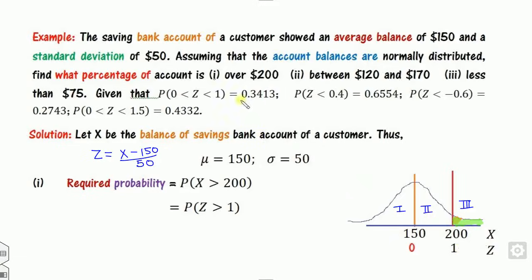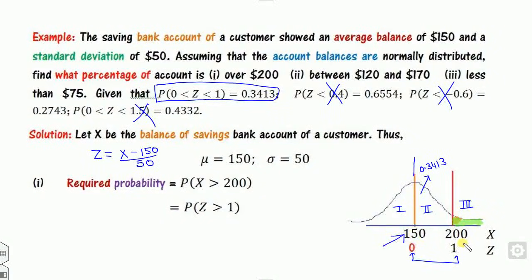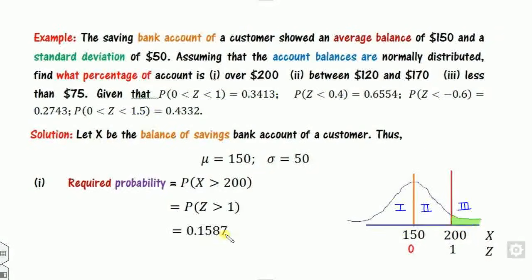So you need a 1. This is not needed, because it's 0.4. This is not needed. This is not needed. So which area is given to you according to this? 0 to 1. This one. So the second is given to you as 0.3413. And since this is the center line, this is the mean, look at that, from 0 the left side is 0.5 and the right side is 0.5. So how do you find this? 0.5 minus 0.3413. So look at that, this is it.